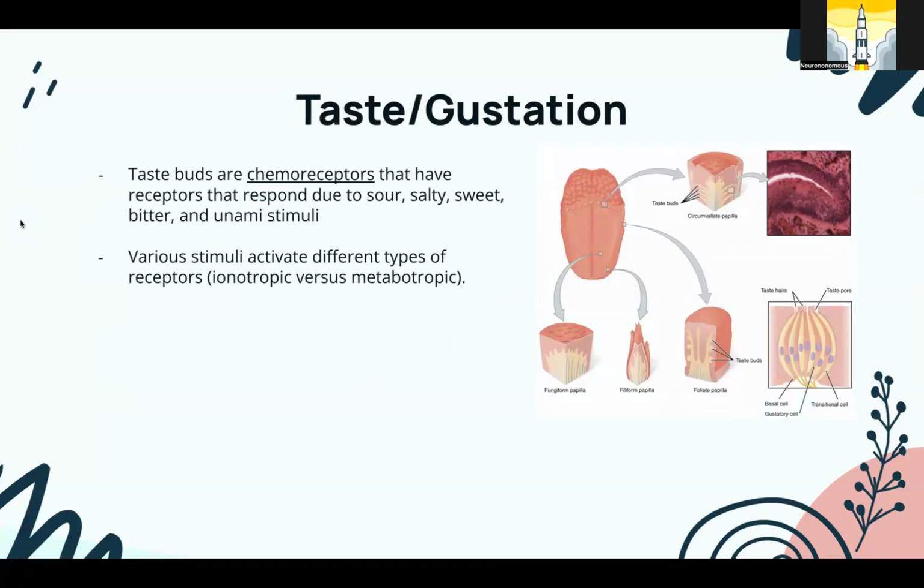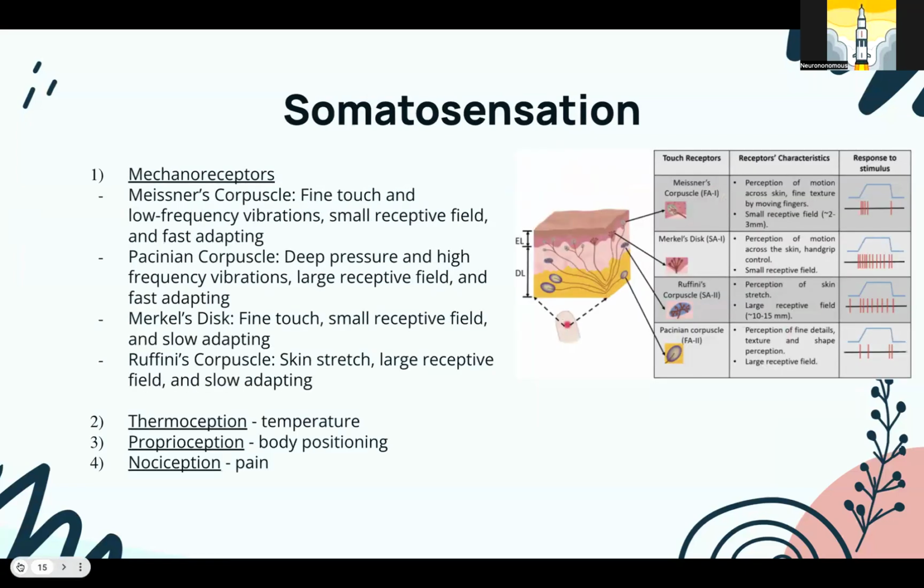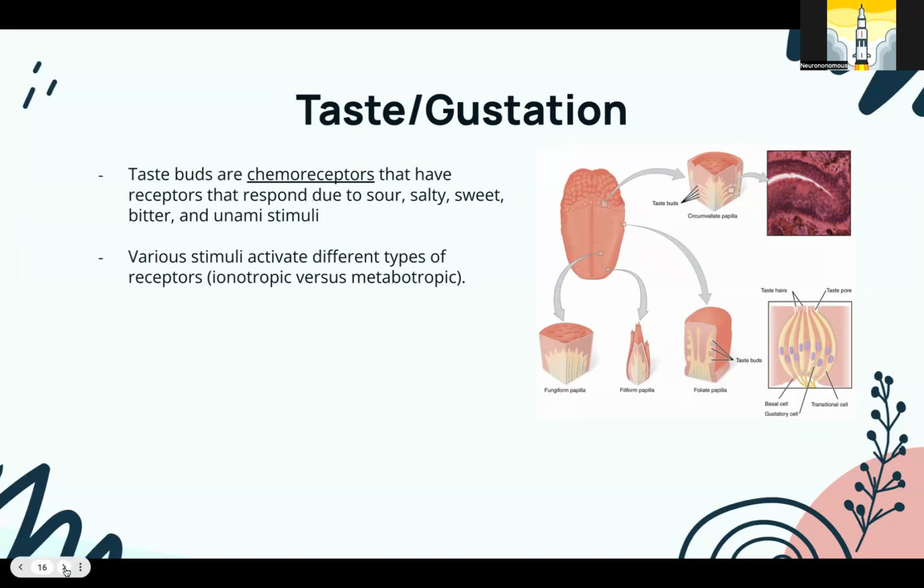So now let's take a look at gustation, or taste. You have to be familiar with what gustation means. It means being able to taste. And so you might have heard about taste buds. On our tongue, there's a lot of taste buds. These are chemoreceptors. Okay, that's important. They are not mechanoreceptors, that we looked at when we talked about hearing. They're also not thermoreceptors. They are chemoreceptors because they respond to sour, salty, sweet, bitter, and umami stimuli.